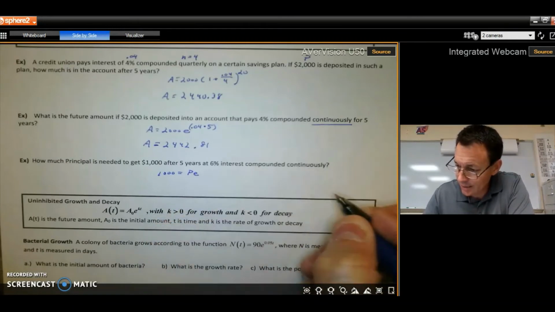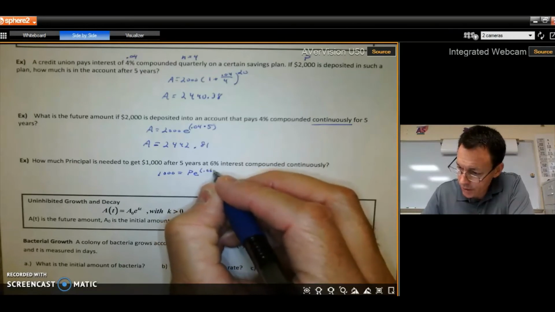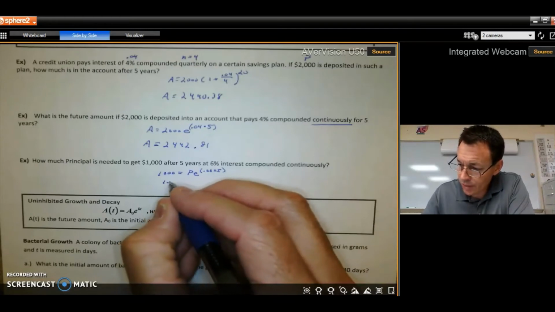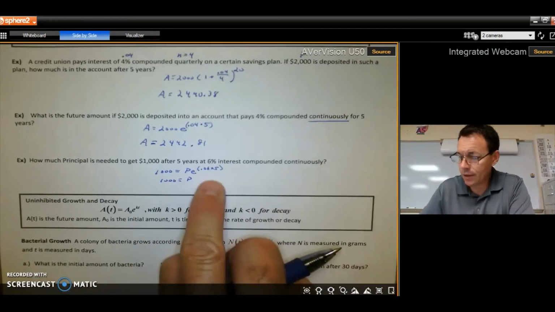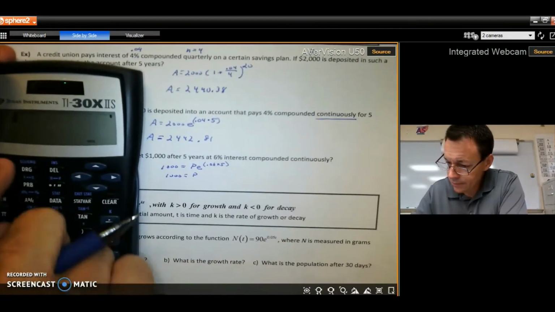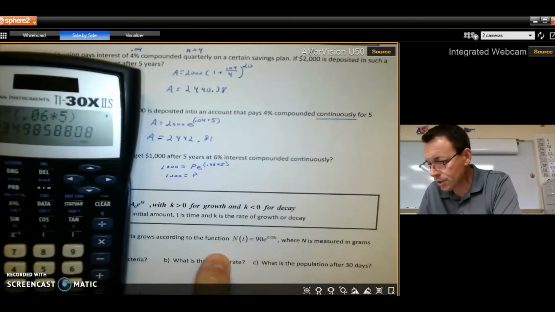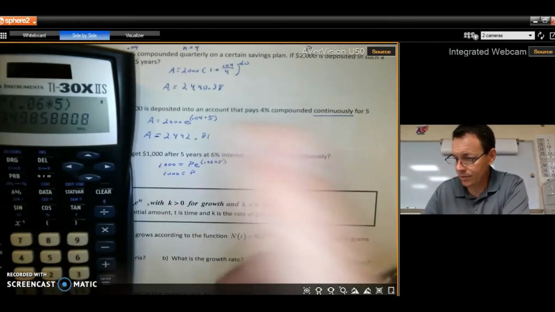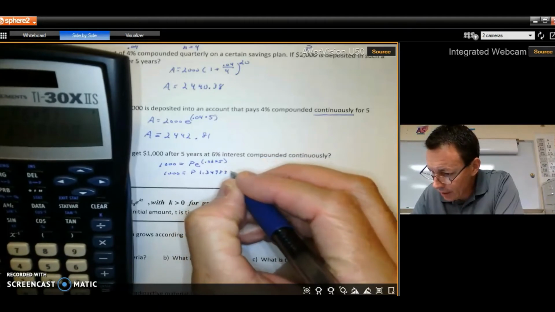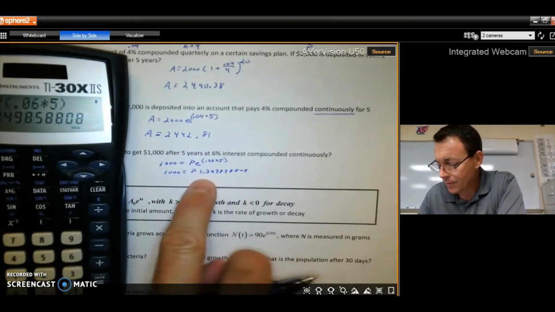So it's going to be e to the 0.06 times 5. So this would be 1,000 equals P times that, and then go ahead and simplify this. Like, figure out what this number is. It is e to the 0.06 times 5. So I get this 1.349858808, this crazy decimal here. Okay, you may not want to write all that down, but look at our next step.